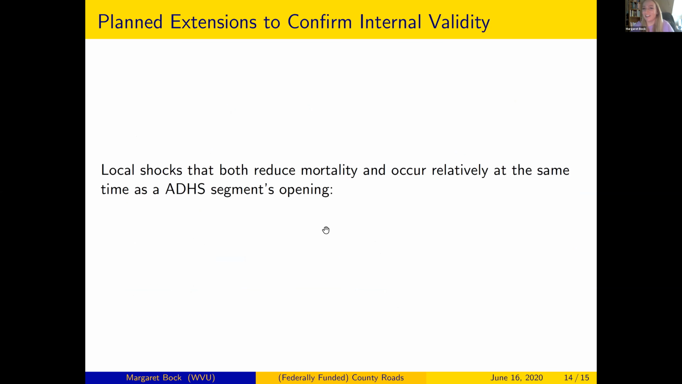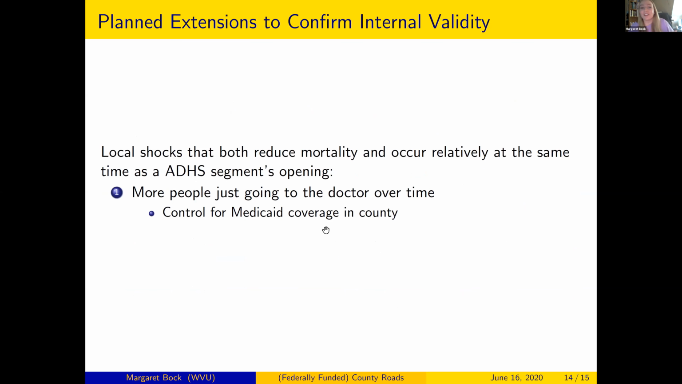Arguably, there are other things that are simultaneously happening in Appalachia that could be impacting mortality outcomes. I've listed a few here that have come to the top of my head. So if you have more suggestions for me, that would be great. But I plan to do a lot more data hunting to put these into my models to make sure I'm accurately determining the effect of the Appalachian Development Highway System and not something else.